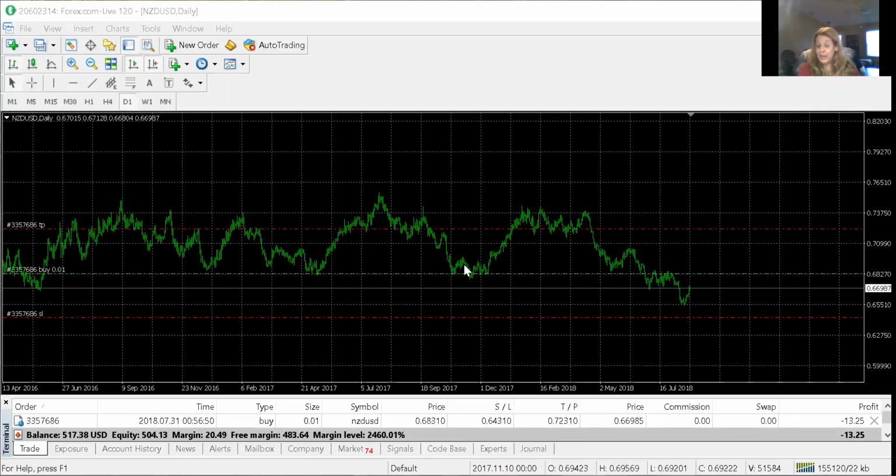My trade is New Zealand USD, and it's a buy. The lot size is 0.01, meaning it's very small when it comes to a larger stop loss and a larger take profit. My entry price was 0.68310. My stop loss is at the 4,000 pip size.